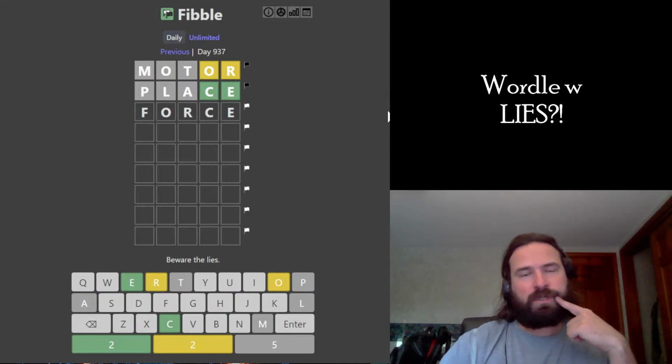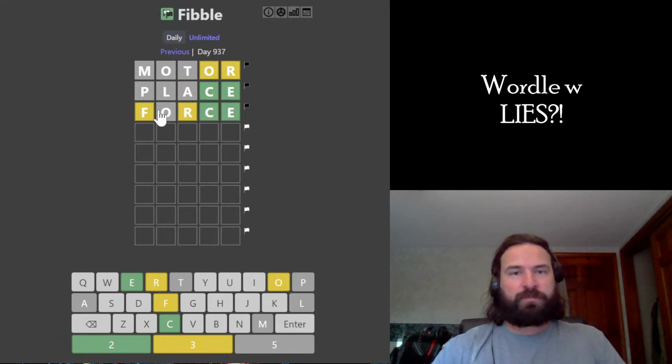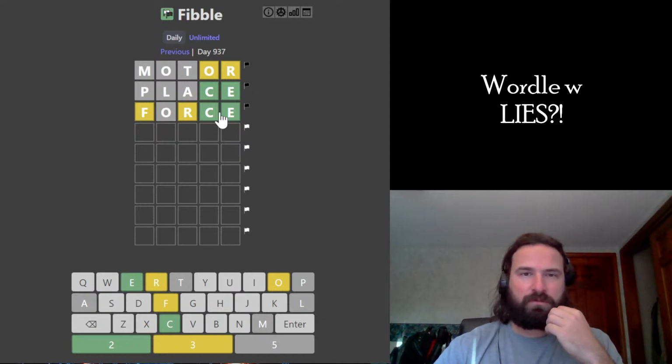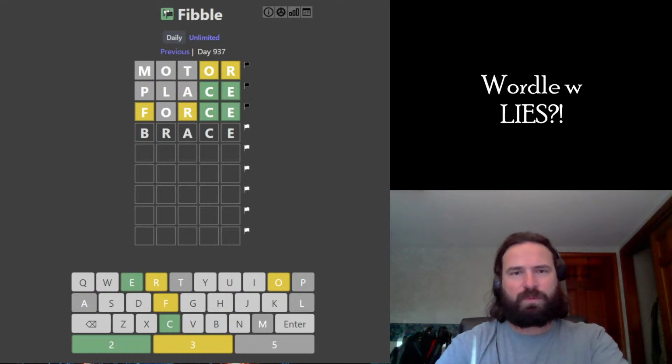It just looks too good. You know, it looks too good not to go force. Okay, wow. Okay, so O disappears, R sticks around, which means that R is definitely in this word. F appearing is very interesting, because if F isn't the lie, then C and E go here. If F is the lie, then C and E go here. Which is just kind of wild, honestly. Could it just be brace? I think it could just be brace.